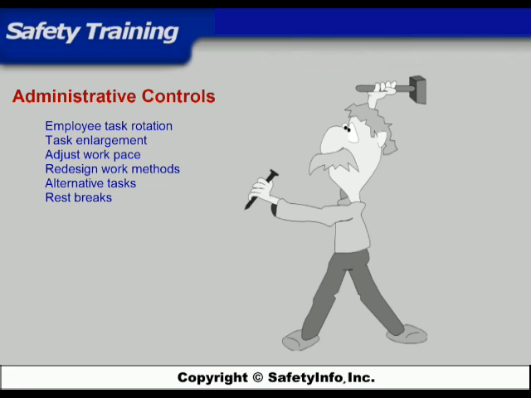Administrative controls are the processes we use to limit exposure to repetitive tasks. These include employee rotation so that workers do not use the same motions all day long, job task enlargement to give more varied actions, adjustment of work pace to reduce the number of repetitions, redesign of work methods to lower high stress and repetition, alternative tasks for workers that keep them productive but allow changes in position, force, and posture, and rest breaks to allow time for muscles to rest and recover.